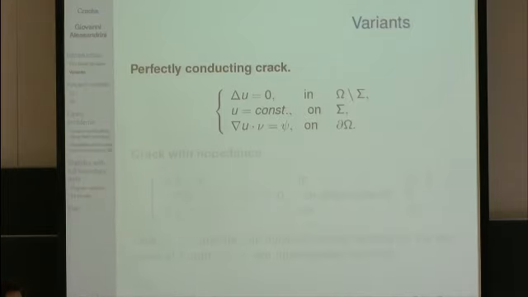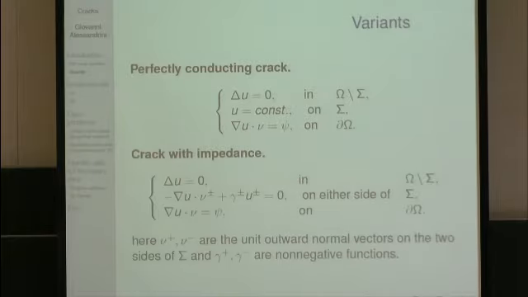A perfectly conducting crack is not a fracture. It's a surface which is made by material which is perfectly conducting. And so the potential rests to a constant on such a surface. So this is a model which is not very much physical, but we will see later on that it is very much related to the previous one, and a number of results are available for this problem.